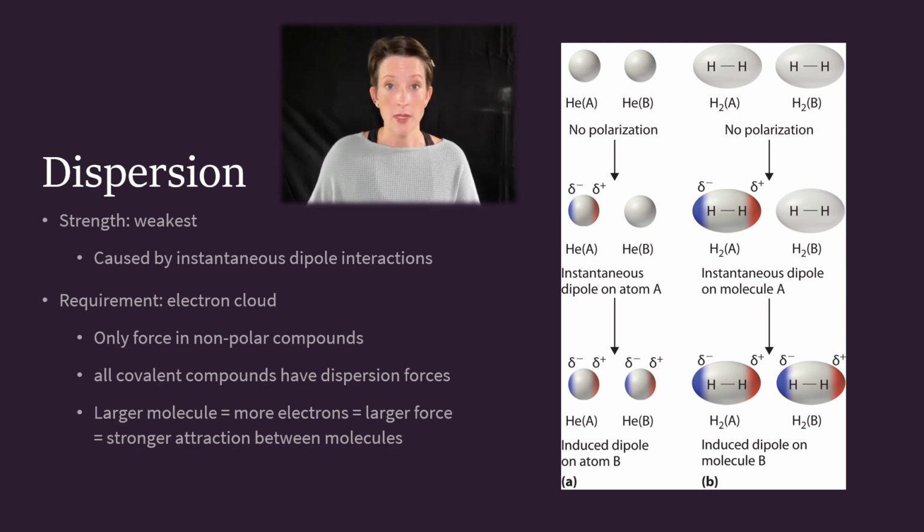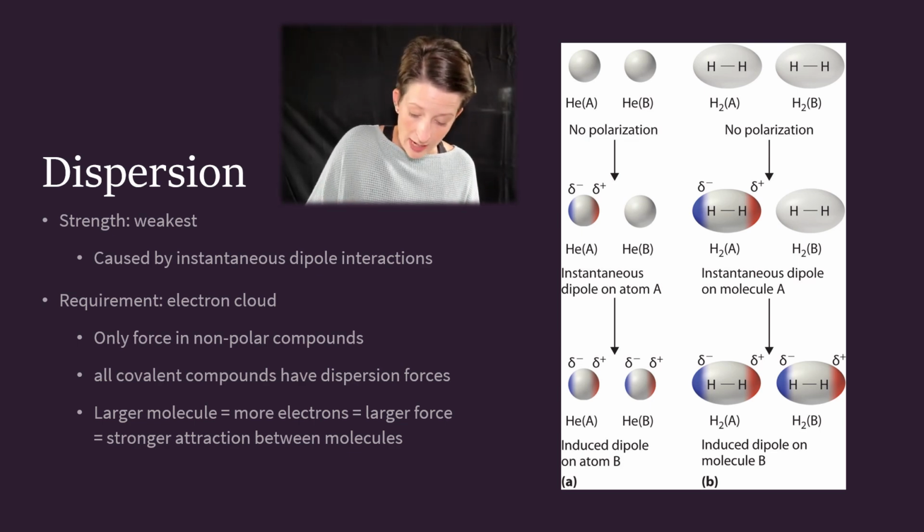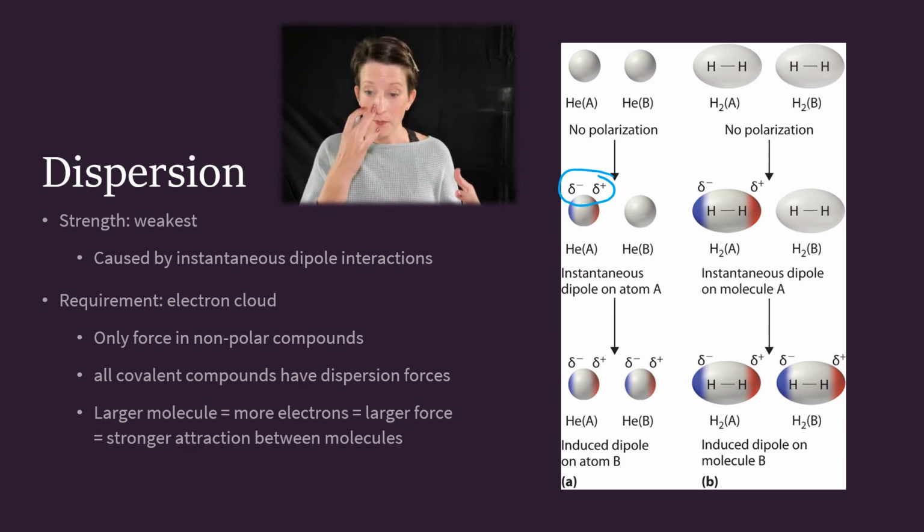Dispersion, also known as London dispersion and sometimes van der Waals forces, is the weakest of the four that we are going to talk about. How this is caused is it's going to create what are called instantaneous dipole interactions. From polarity, you should remember that for a polar molecule, you're going to create that slight positive and slight negative charge based off the pull of electrons on the electronegativity of each atom within that bond.